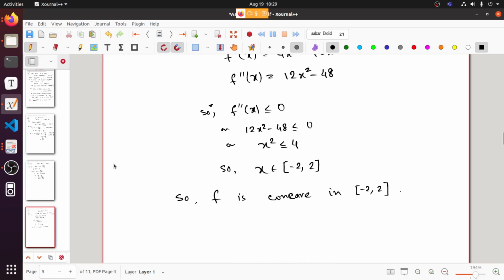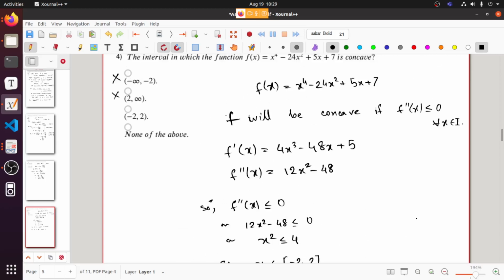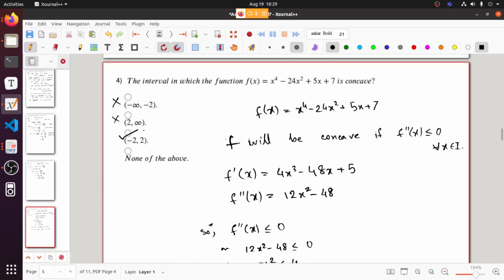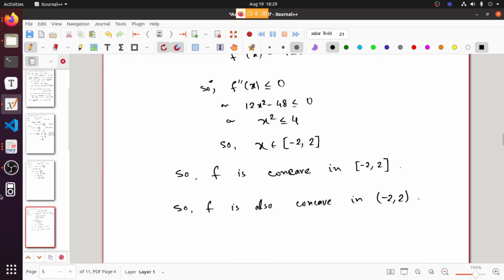If the function is concave in the closed interval, it will automatically be concave in the smaller interval, right? So f is also concave in minus 2 to 2, right? So we get that the third option is correct, and none of the above is again false. Because the function is concave in the whole region, it is concave in the smaller region also, right? So the third option is correct.